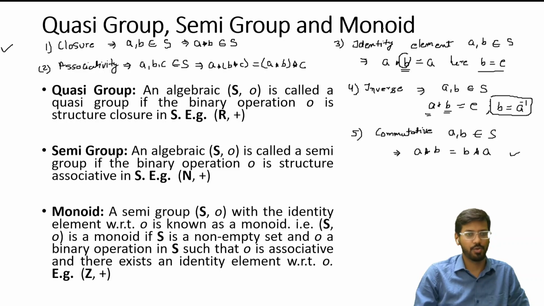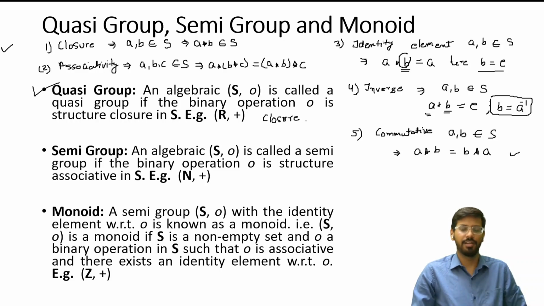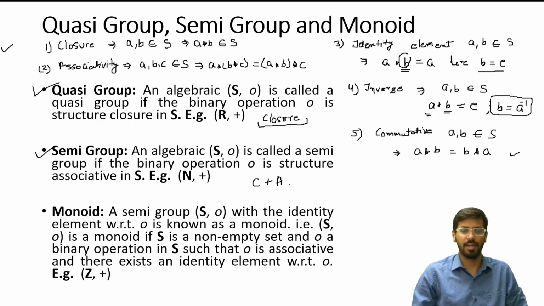So first is quasi group. When the closure property is satisfied in a set, then we will call it quasi group. Okay. Then second is semi group. When closure property plus associativity is satisfied in a set, then we call it semi group. And third is monoid.